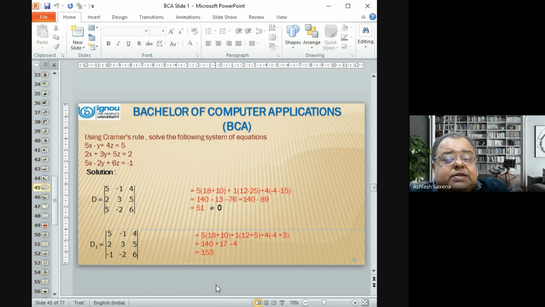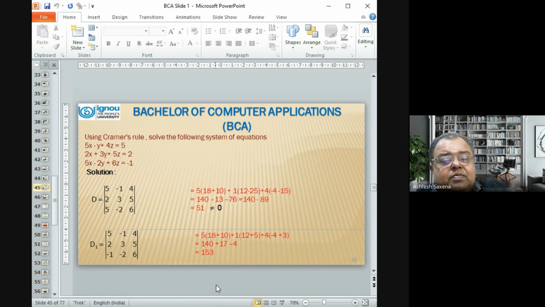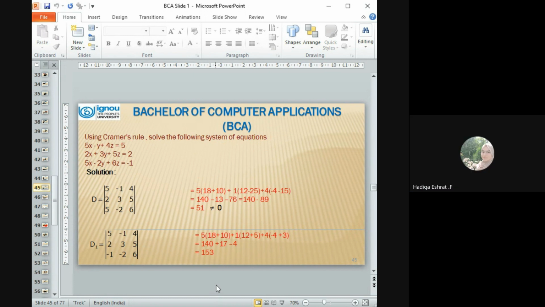Has anybody checked it? I'm showing this again. X is equal to 3, Y is equal to 2, and Z is equal to minus 2. X is equal to 3, Y not correct. Not correct. The 5x minus y.